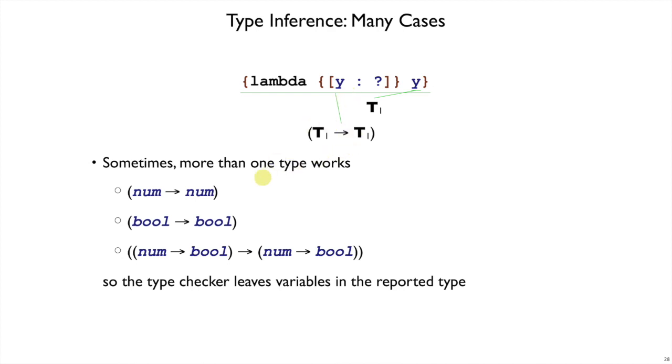It could be that t1 is num, in which case the overall type is num arrow num, or t1 could be bool, in which case it's bool arrow bool. t1 could even be a function type, num arrow bool, in which case this overall function takes one of those functions and returns that same kind of function. So what our type checker will have to do in this case is not guess which one you meant, but just report t1 still in the final type.